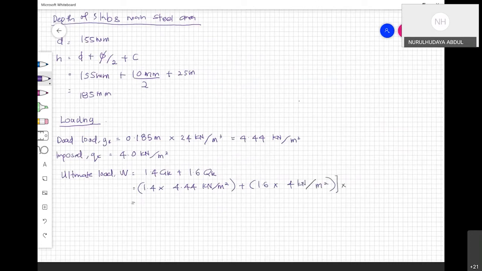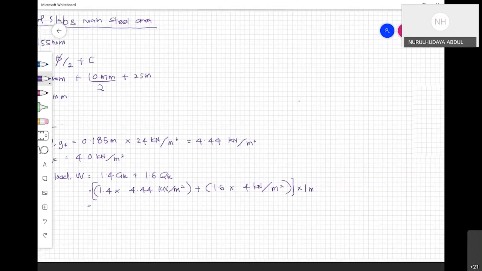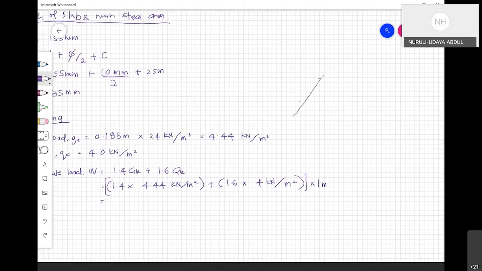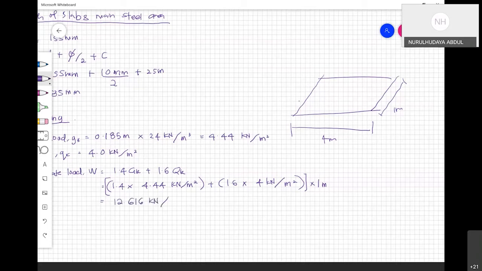Another 1 meter kan kat sini. Darab je 1 meter kat sini. Okay. Kenapa darab 1 meter? Because kita kira untuk setiap 1 meter lebar. Okay. I lukis supaya you faham. Ni 4 meter tu panjang. Lebar ni kita kira untuk setiap 1 meter. So kita darab 1 meter. Okay. Siapa yang nak tanya? Magdalene, 12.616. Correct. Thank you. So sekarang dia dah jadi kilonewton per meter sebab kita dah darab dengan lebar dia.